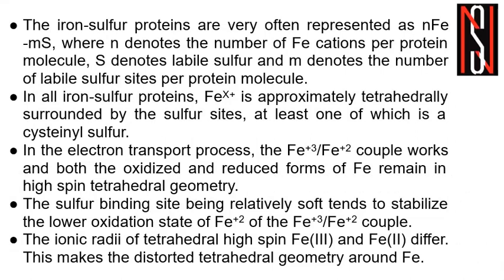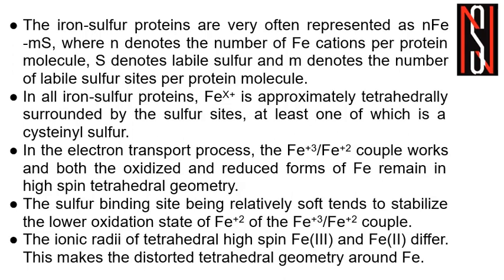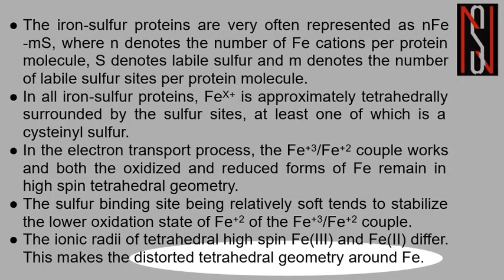Again, the sulfur binding sites are relatively soft, and therefore they will try to stabilize the lower oxidation state, that is the +2 oxidation state of iron, among the +2 and +3 oxidation states. And finally, the ionic radii of the tetrahedral high spin iron(III) and iron(II) will not be the same, they will differ, and therefore the tetrahedral geometry around the iron atom will not be a perfect tetrahedron, but rather a distorted one.